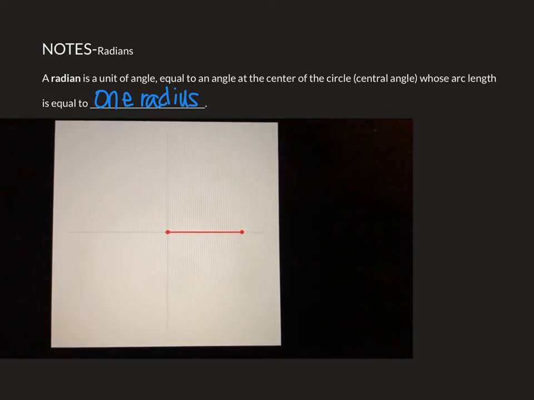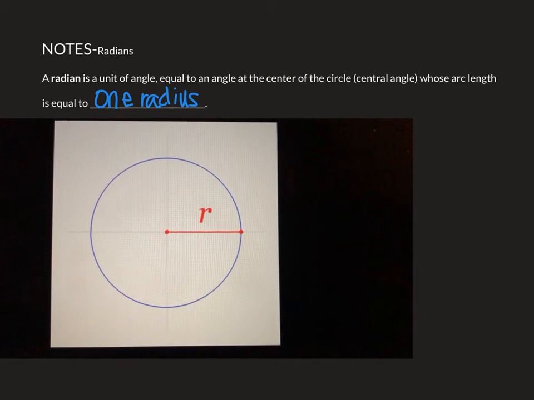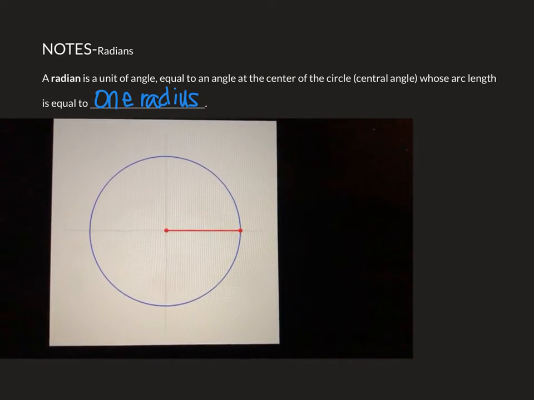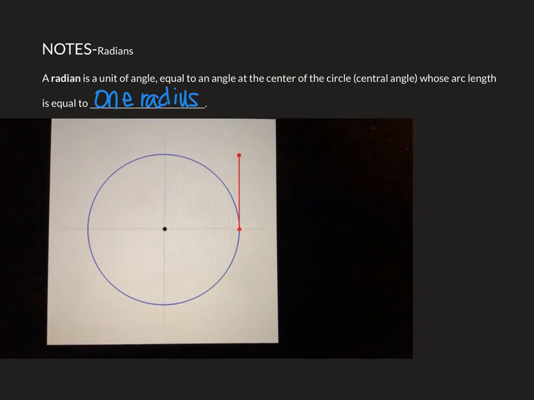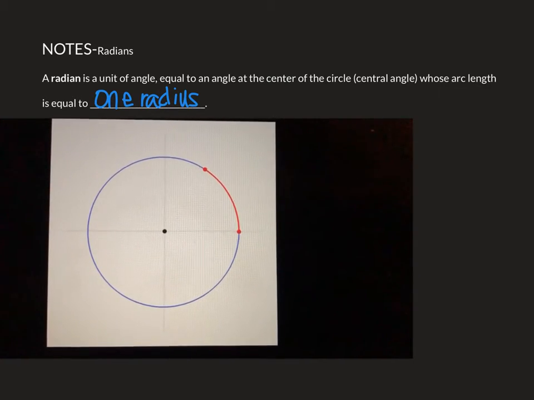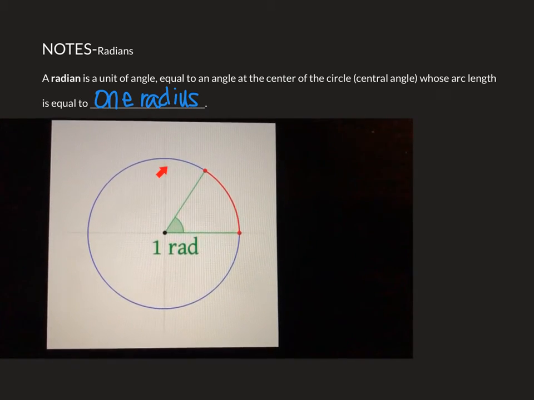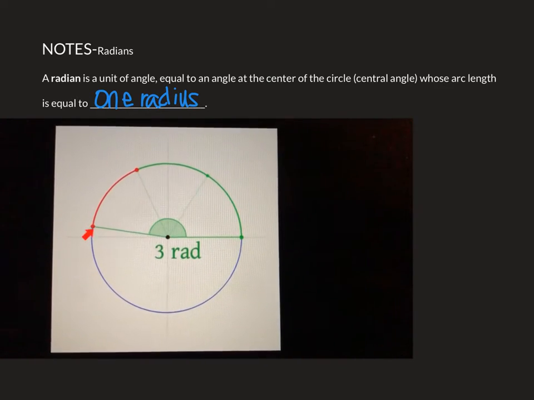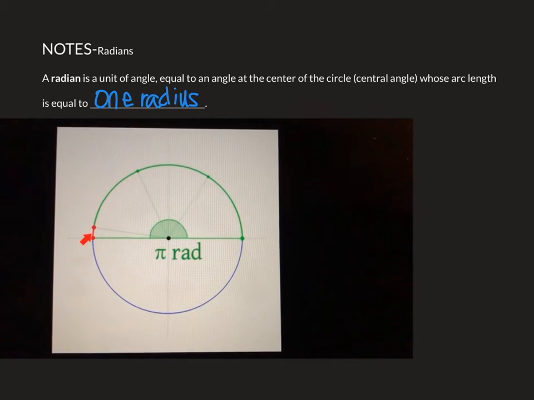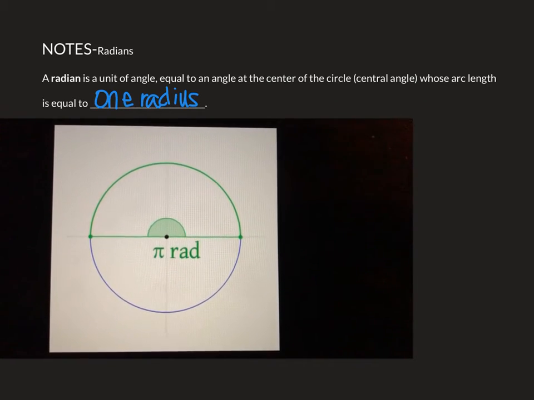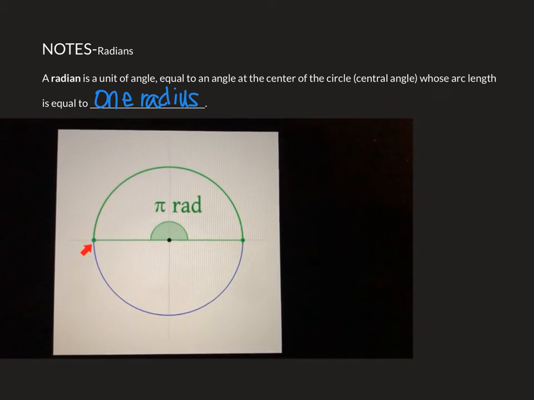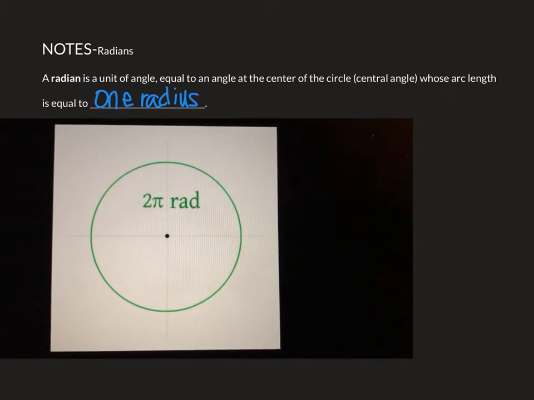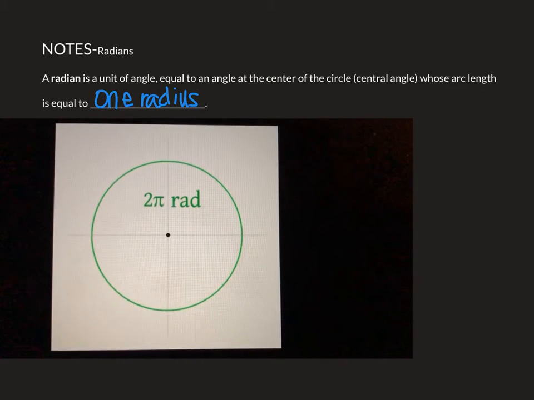So 1 radius makes a circle. If we take that exact radius and draw it on the outside of the circle, and I figure out the exact amount of times it goes around the circle, it goes around 1, 2, here it comes, 3, with just a little bit more. That little bit more happens to be 0.14159. So pi, 3.14159. And then the whole way around, if this is pi, is 2 pi. Okay, so let's move on and use that going forward.